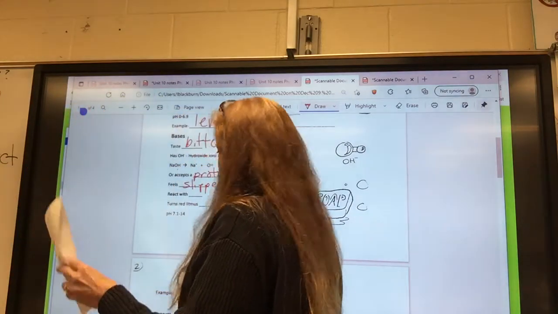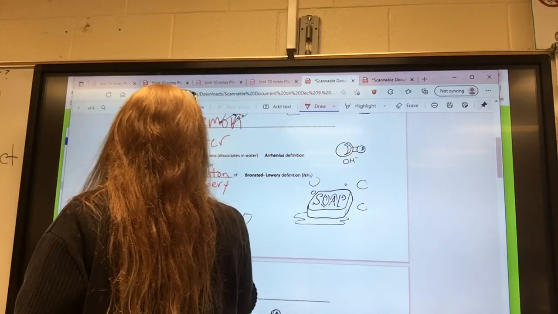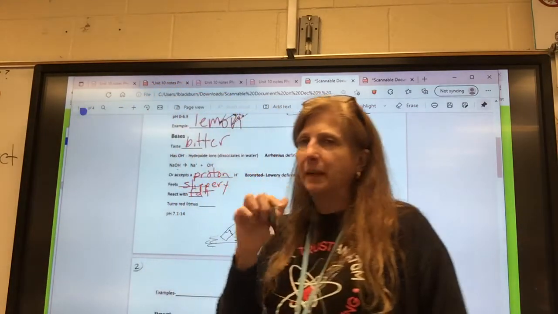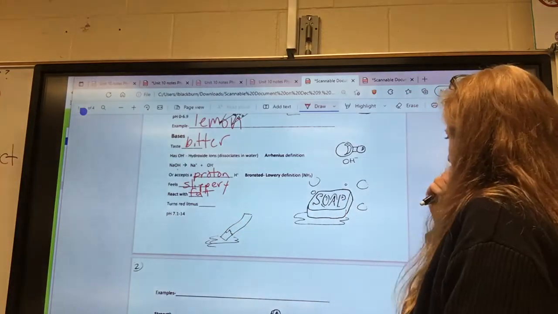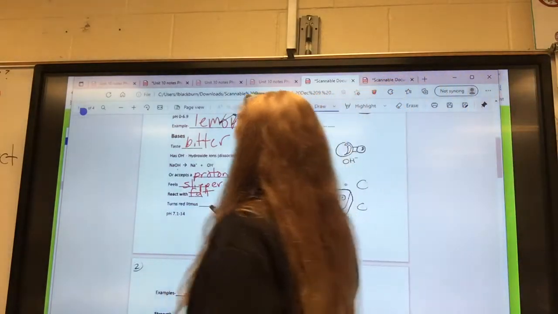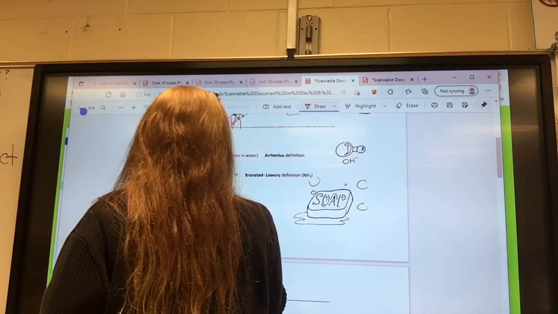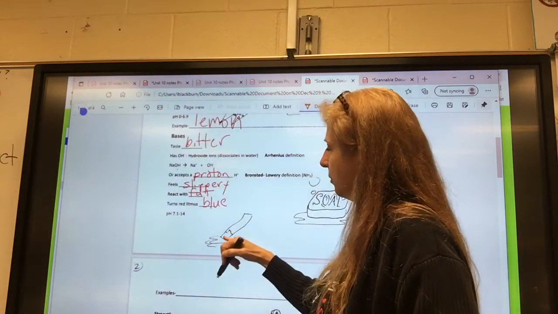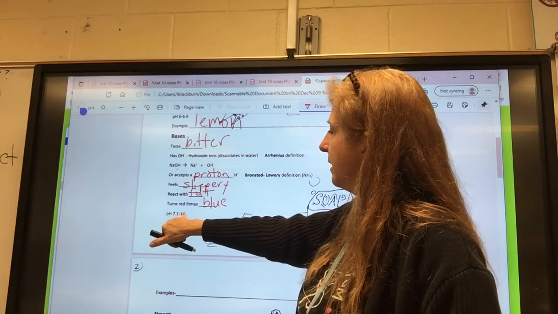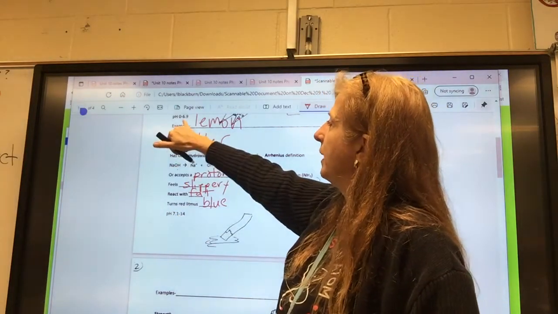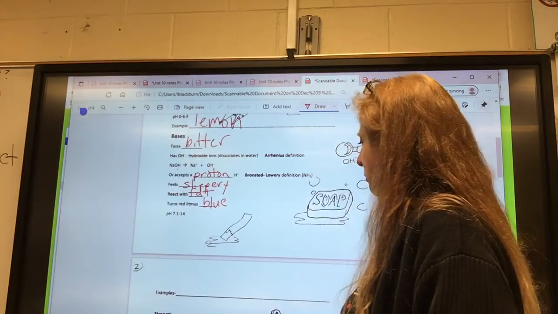They react with fat. That's how you make soap. You mix a base and fat, and it turns red litmus blue. So on this one, color it pink with blue on the end. The pH of a base is 7.1 to 14. The pH of an acid is 0 to 6.9.